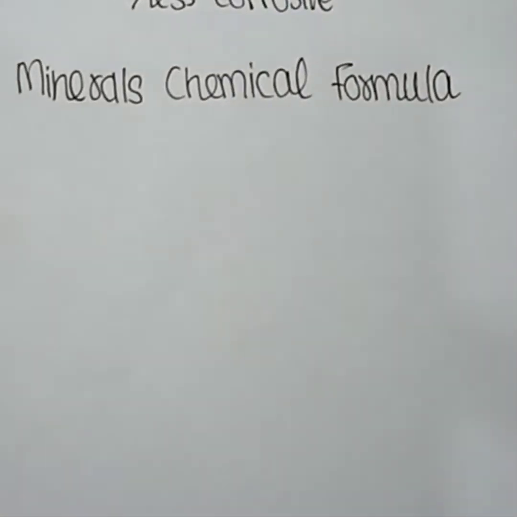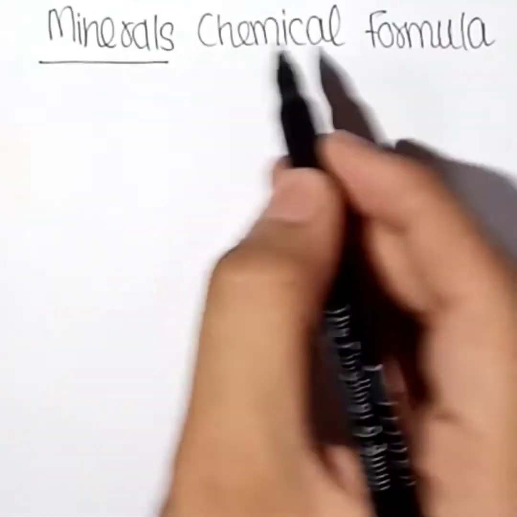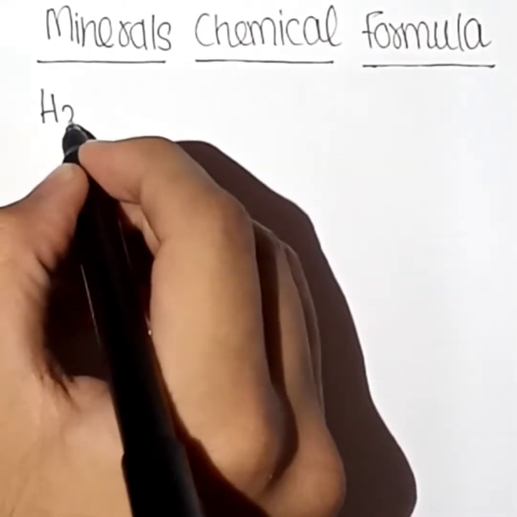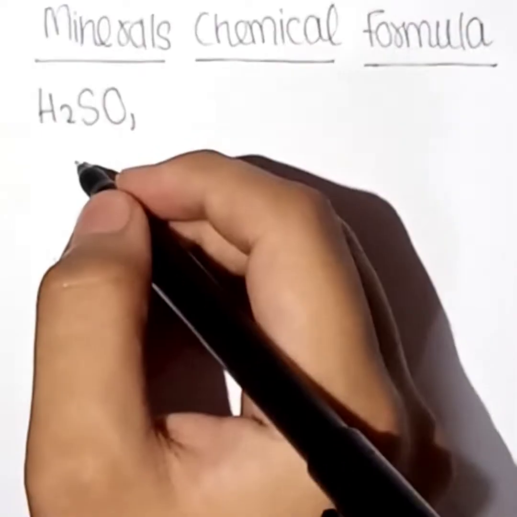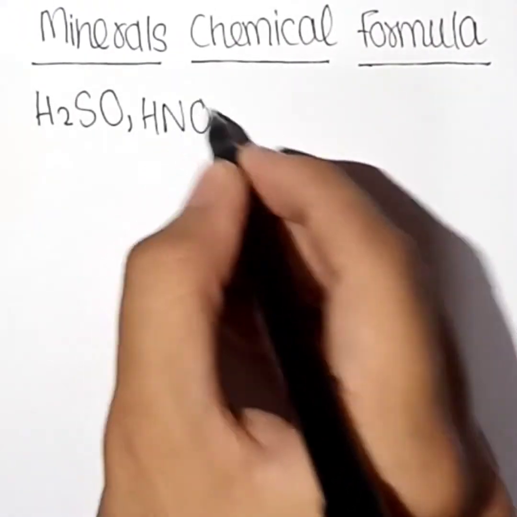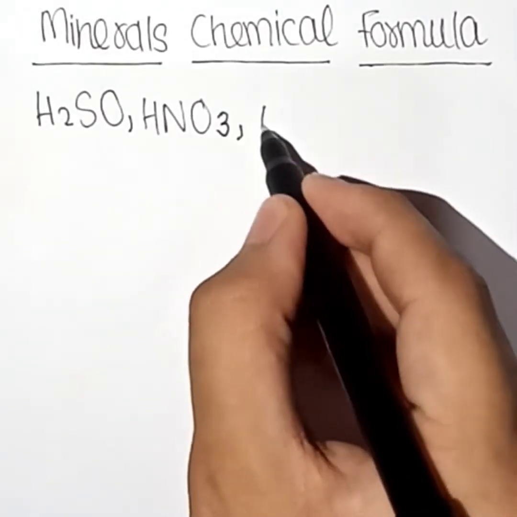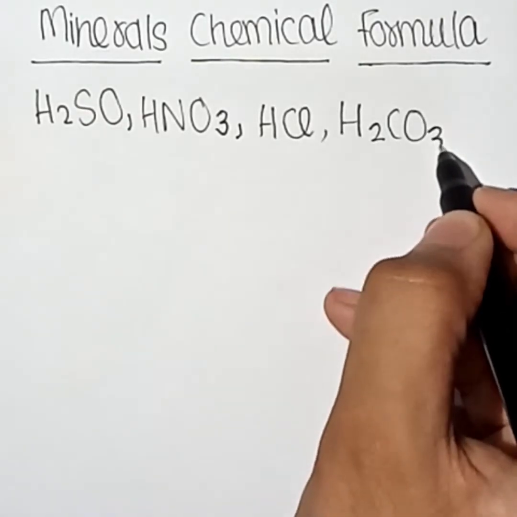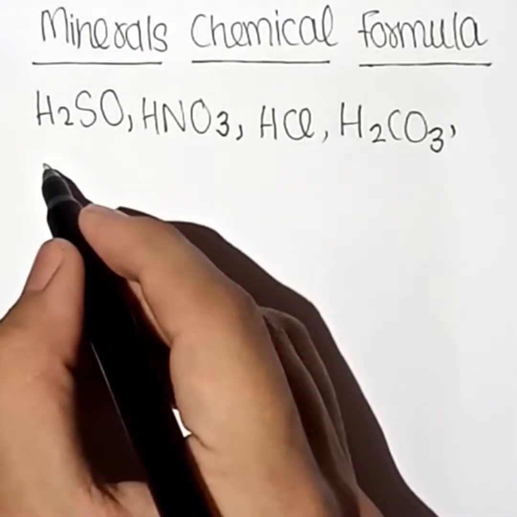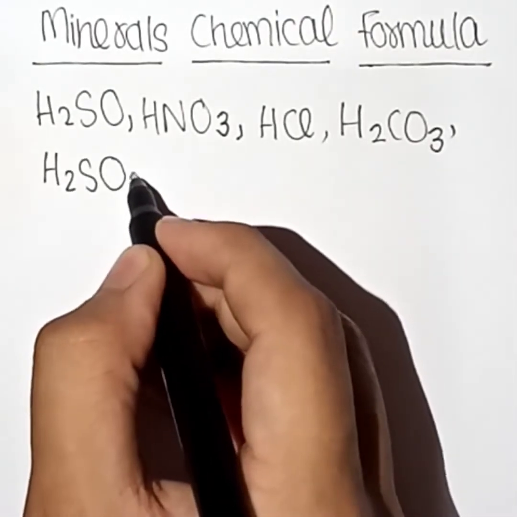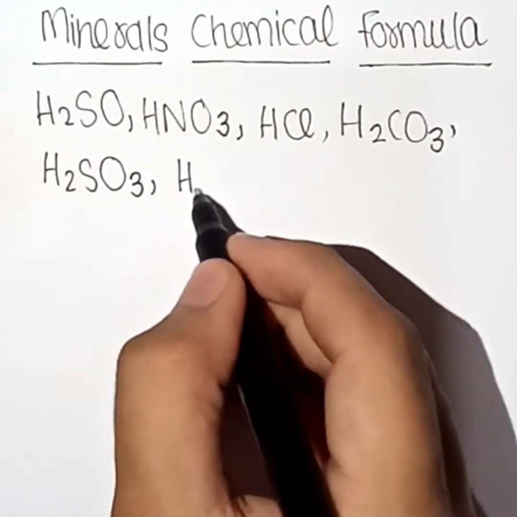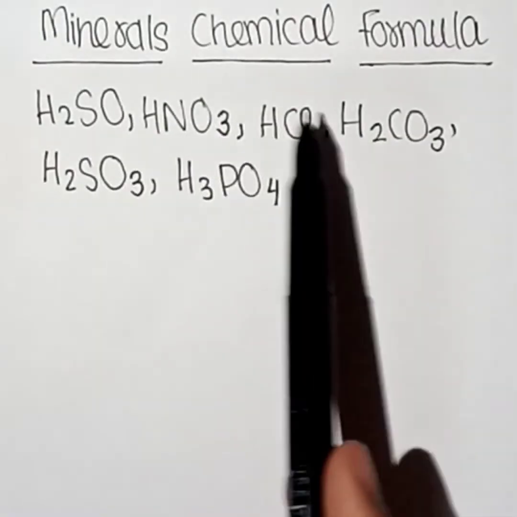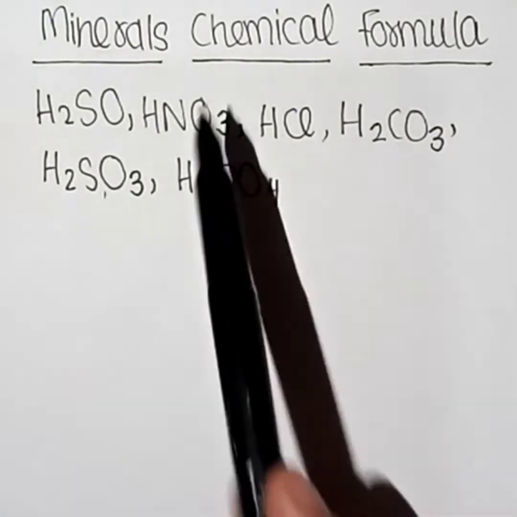Okay, so you need to memorize the mineral chemical formulas. These are sulfuric acid, nitric acid, hydrochloric acid, carbonic acid, sulfurous acid, phosphoric acid. So these are 1, 2, 3, 4, 5, 6, six main important chemical formulas of mineral acids.